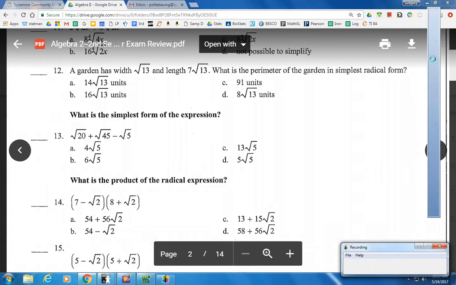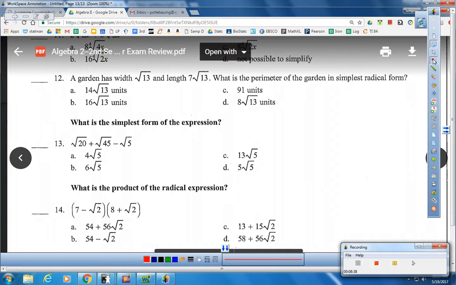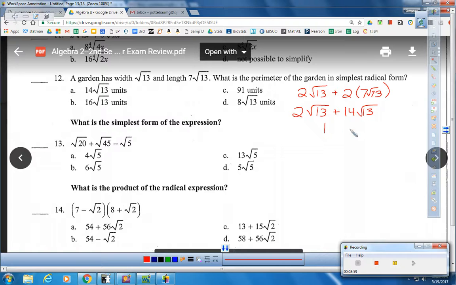Number 12, a garden has a length and width. What's the perimeter? Well, perimeter is 2 times length plus 2 times the width. So 2 times the length, so 2 times radical 13, plus 2 times the width, 2 times 7 radical 13. 2 times 7 is 14, so this is 2 radical 13 plus 14 radical 13, which is 16 radical 13. And that appears to be B.